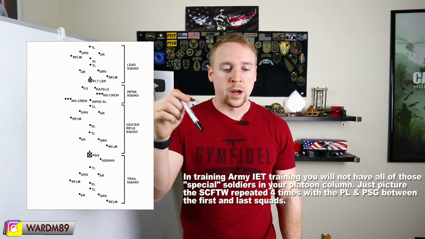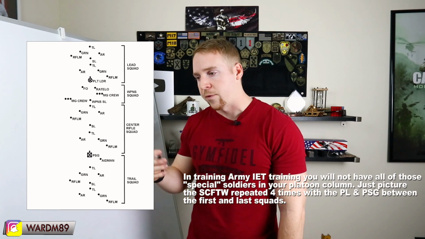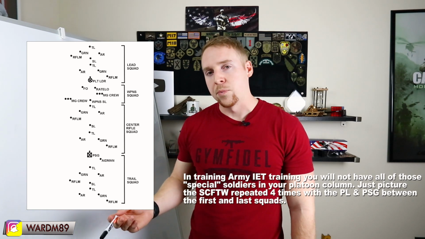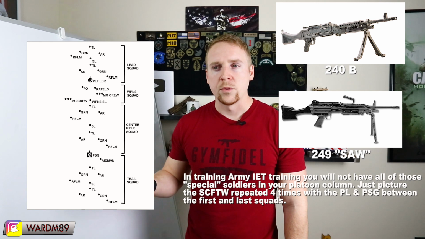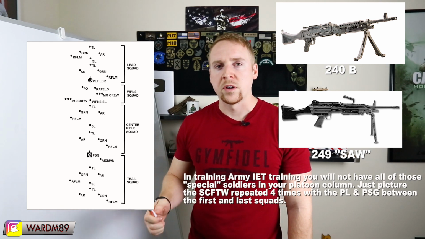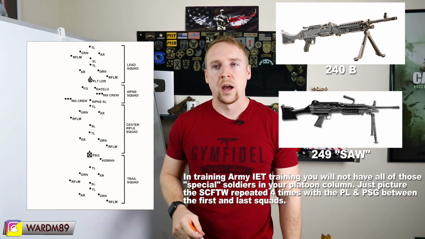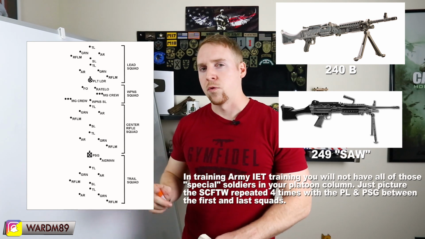If you're trying to translate this to basic training, basic camp, advanced camp type stuff, it's the people that have the 240s or the 240 Bravos. I think in my situation, it was just the squad that had the 240 Bravos, because each squad had one 249, and then the weapons squad had the 240 Bravo.